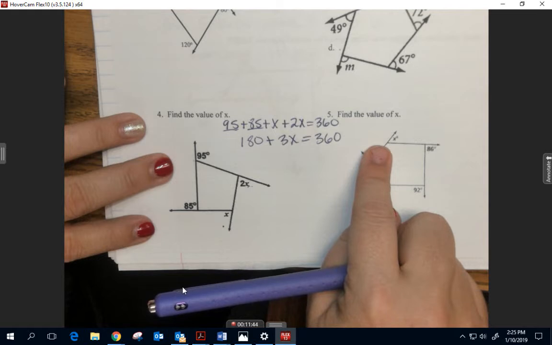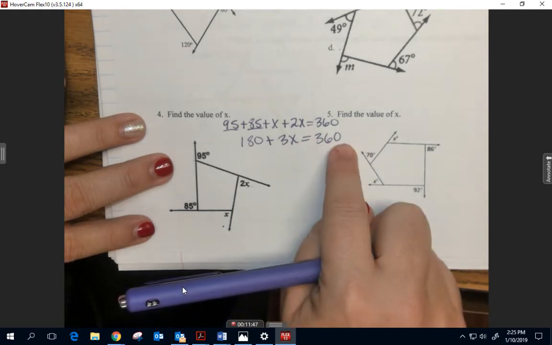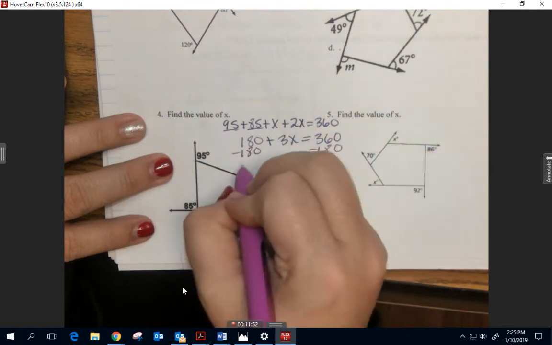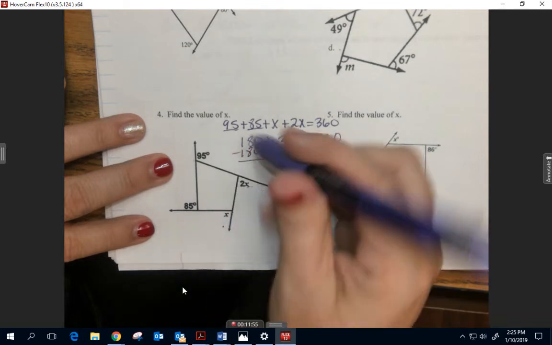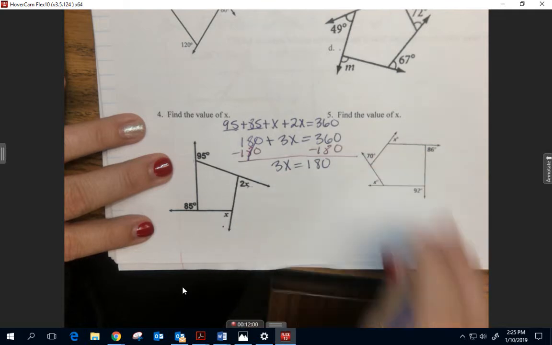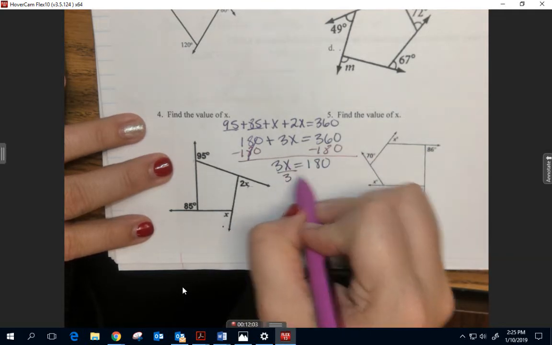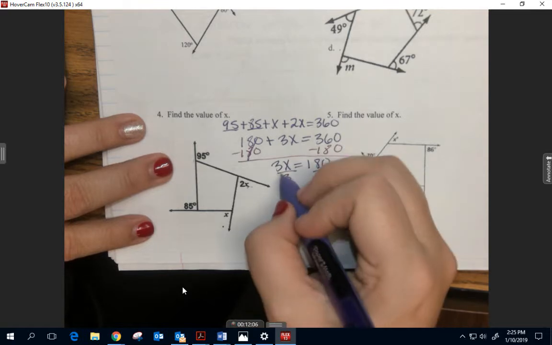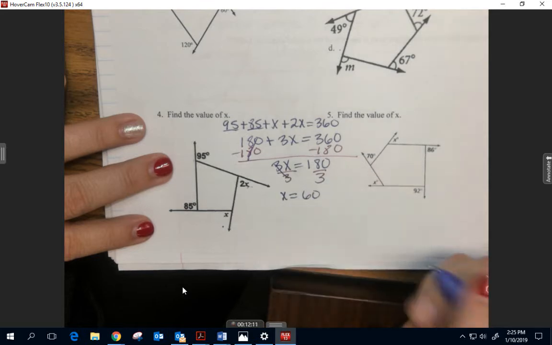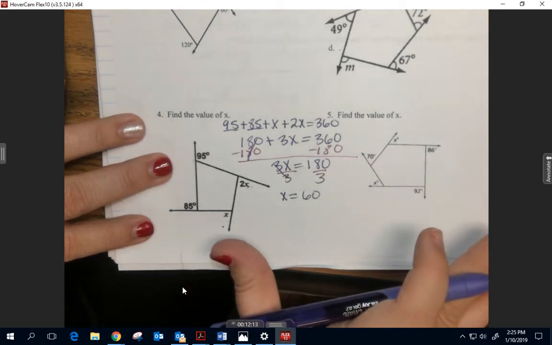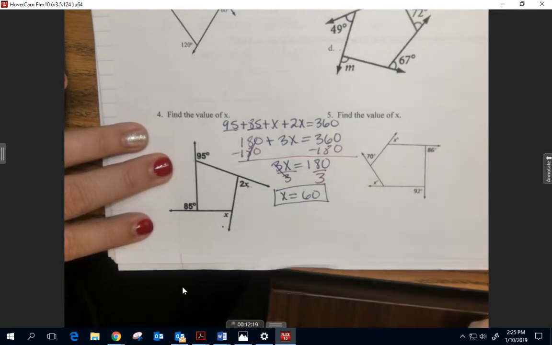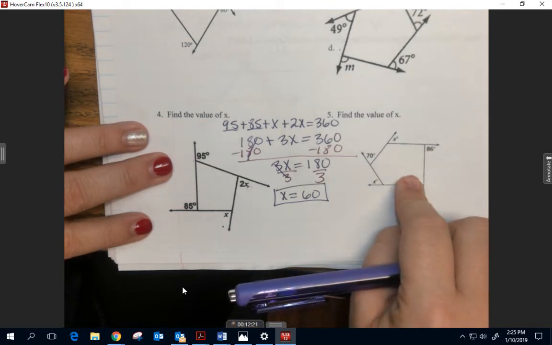Alright, so now I have a two-step equation. I'm going to subtract 180 from both sides. So 180 minus 180. What's 360 minus 180? 180, very good. So 3x equals 180. Divide both sides by 3, and you get 60. And you don't have to put a degree on this, because over here it's 2x, so it's just 60. You're going to work number 5 the same way, okay?